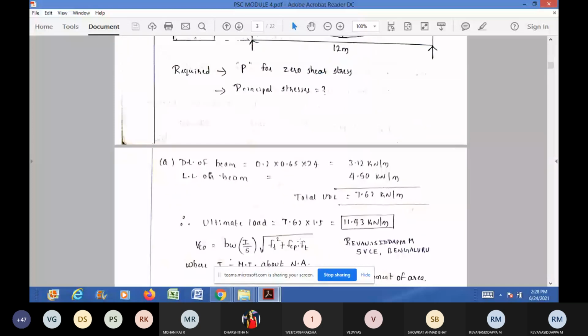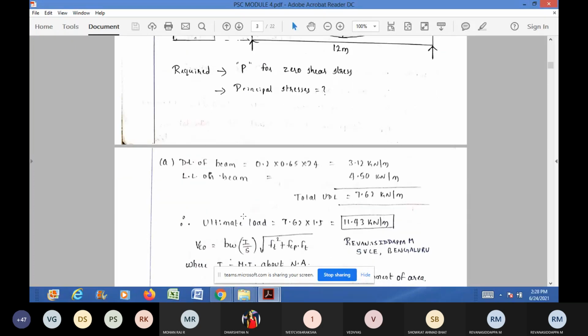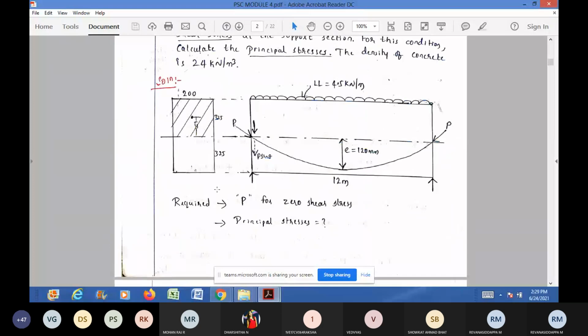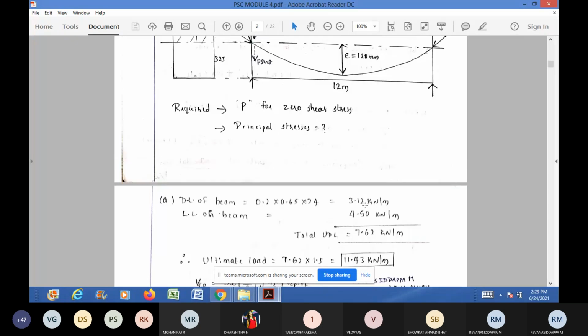Before that, you calculate the total load, dead load and live load. Dead load of the beam is equal to cross section into density of the concrete. Cross section is given as 200 by 650. Therefore 0.2 into 0.65 into 24. If you do, you should get 3.12 kilonewton per meter. Don't simply copy the answer. You yourself calculate it and cross check whether you are getting the same answer or not.